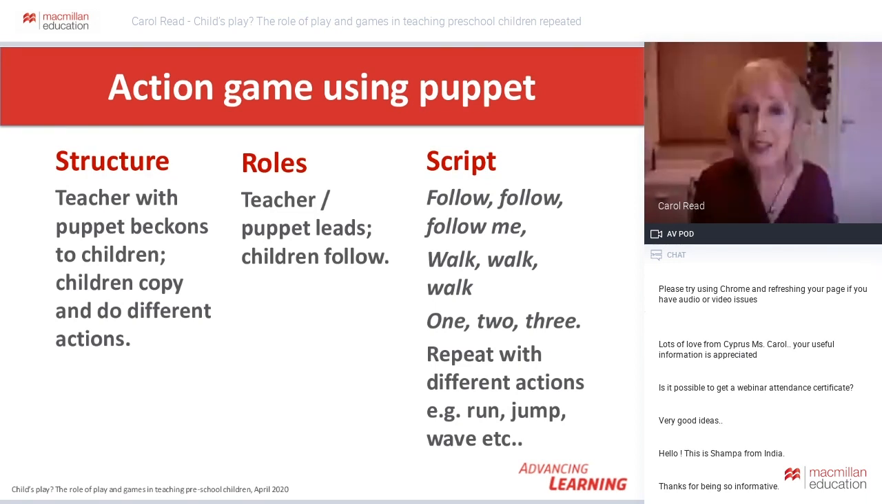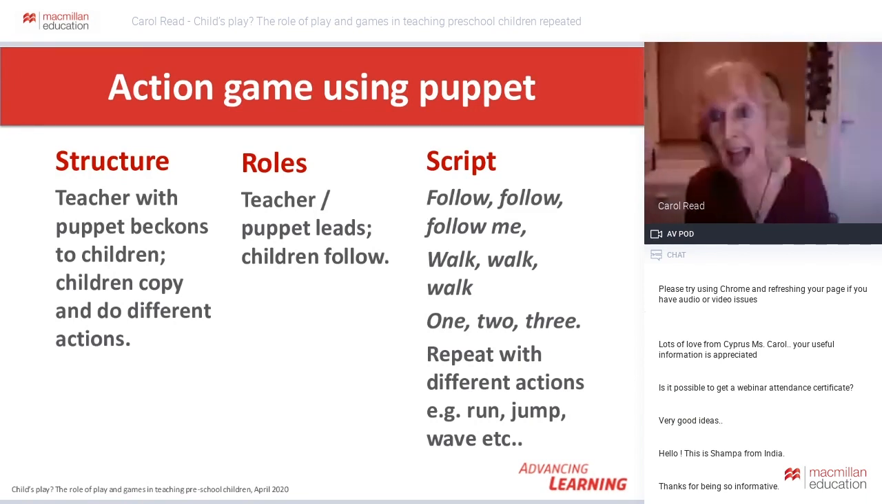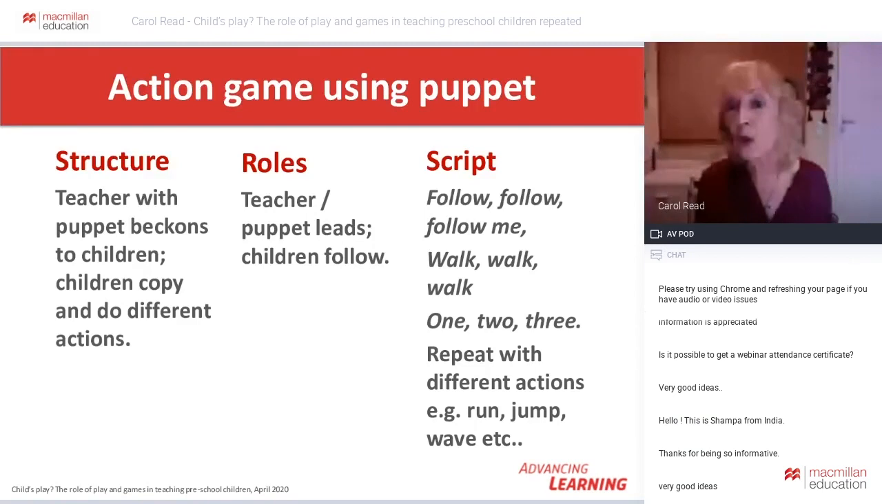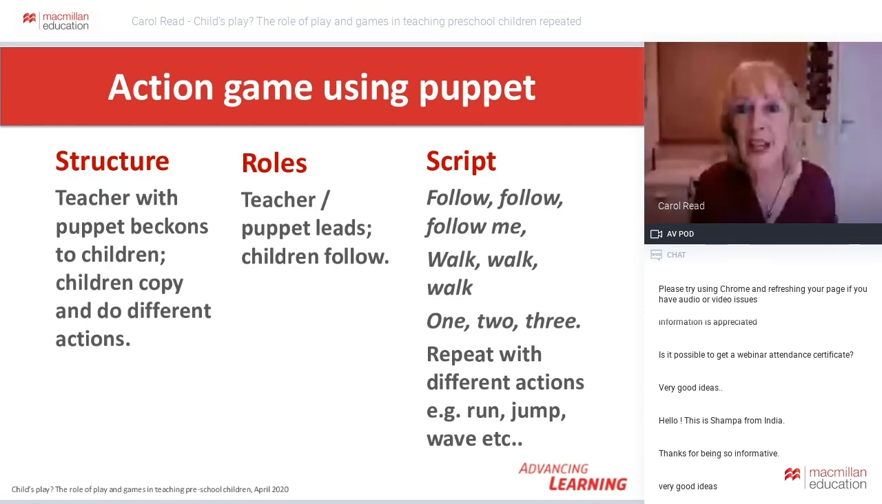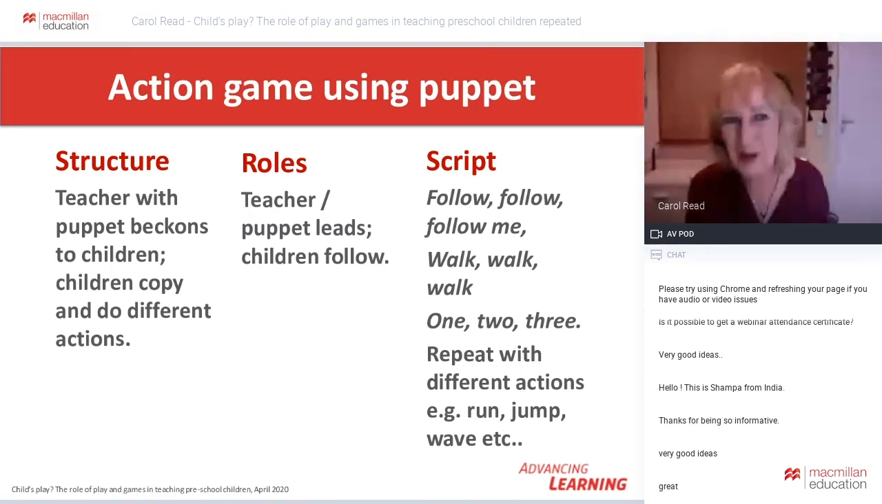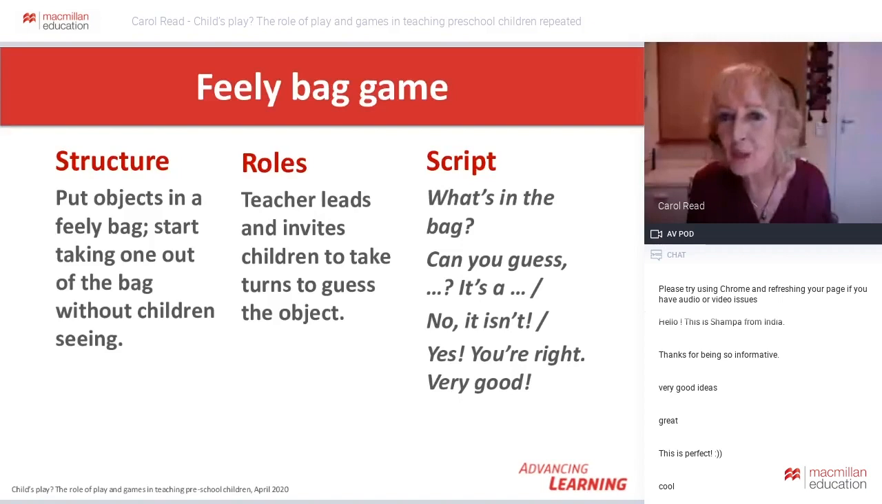The roles, the teacher and the puppet in this case also have different roles. So the teacher puppet leads and the children follow. And the script for the interaction, in this case, it's a little action rhyme. So it goes, follow, follow, follow me, walk, walk, walk, 1, 2, 3. Follow, follow, follow me, jump, jump, jump, 1, 2, 3, and so on. So you can see it's a very closely circumscribed, scripted interaction.